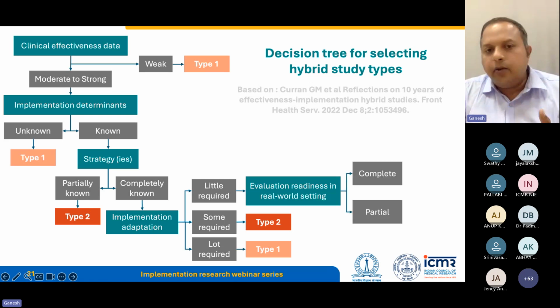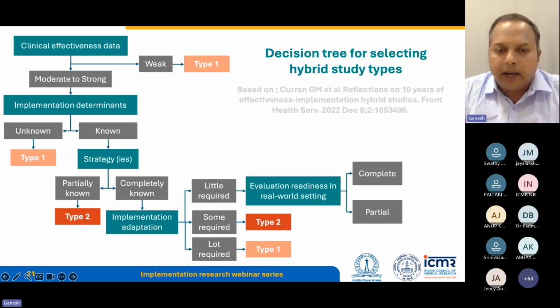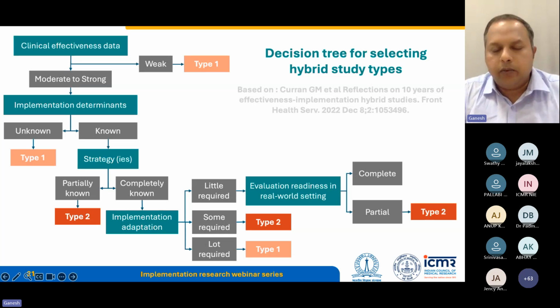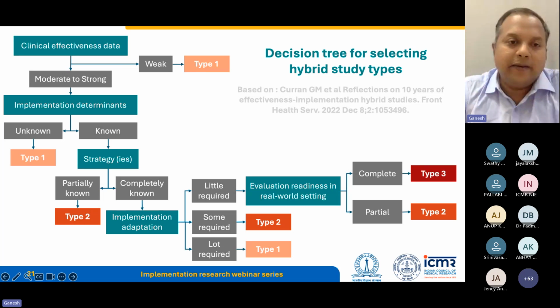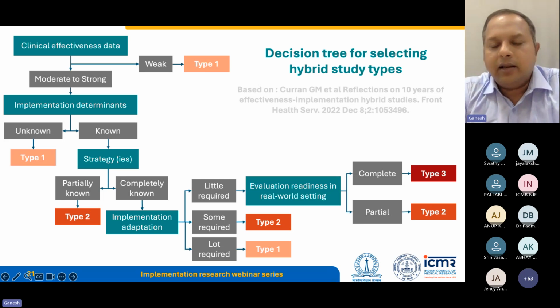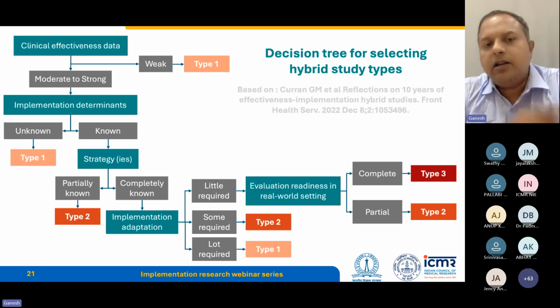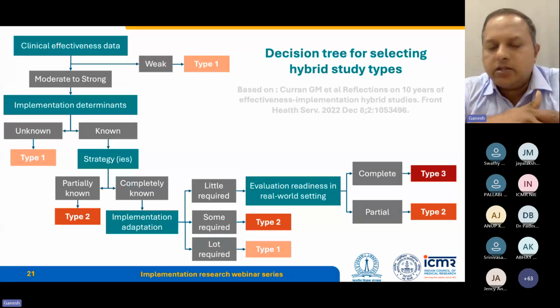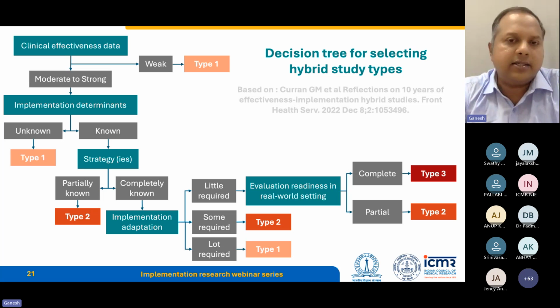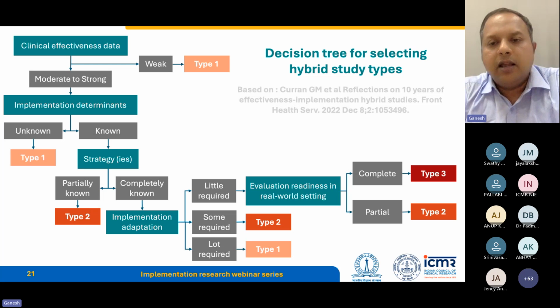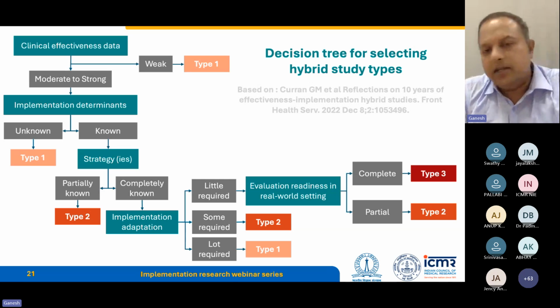And it is either partially known or completely known. If it is partially known, then you need to go for type 2. If it is completely known, or reasonably known, then only you go to type 3 hybrid studies. In the previous example which I mentioned, you can clearly see the type 3 design, where we have sufficient clinical evidence, sufficient evidence on implementation determinants, sufficient understanding of the strategies and implementation adaptation, and it has been considerably implemented over a period of time, so we can go for a type 3 design.